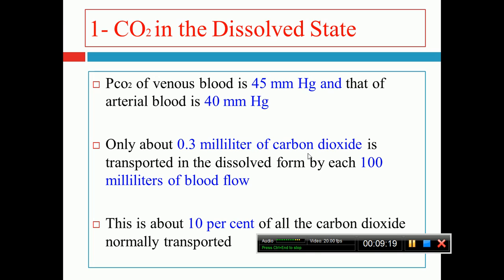So the first is carbon dioxide in dissolved state. PCO2 or partial pressure of carbon dioxide of venous blood is 45 millimeter of mercury, and that of arterial blood is 40 millimeter of mercury. It means that the blood contained in the vein or in artery has different amounts of partial pressure of carbon dioxide, respectively 45 and 40 millimeter of mercury. So only about 0.3 ml of carbon dioxide is transported in the dissolved form by each 100 ml of blood flow. So this is about 10% of all the carbon dioxide normally transported.